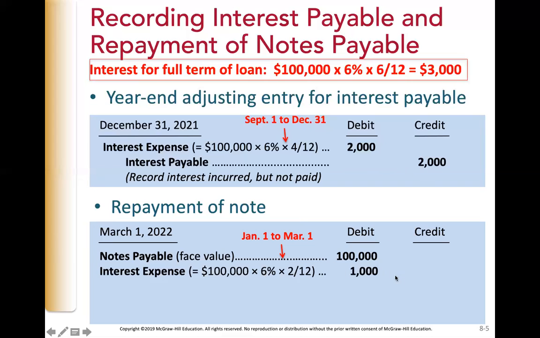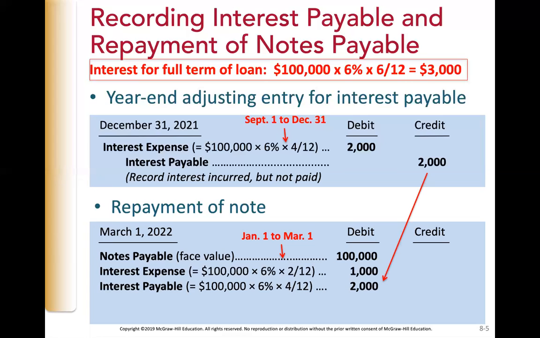So that's our 1,000 interest expense. What else do we need to record? We need to get our interest payable off the books. We're going to pay that 2,000 now. So that 2,000 credit balance we had from the previous year, we need to debit that to get it off the books in its entirety. By debiting interest payable for 2,000, we're getting this interest payable down to 0.